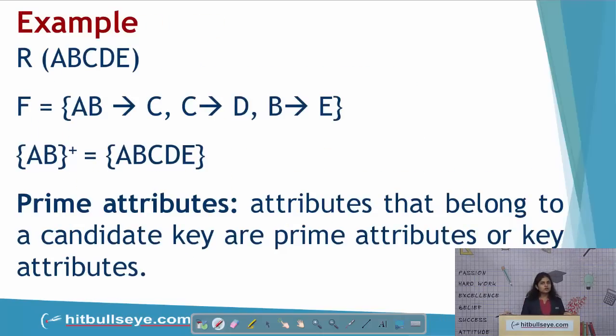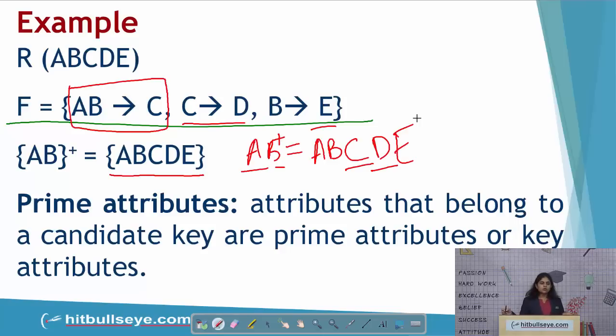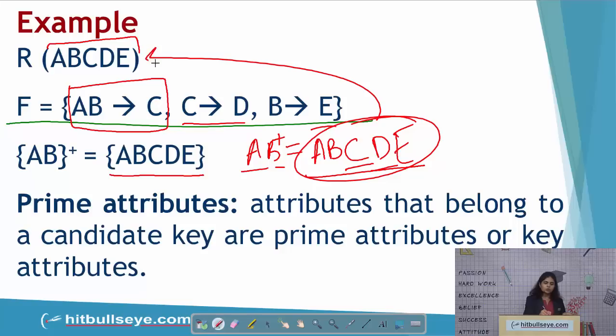For example, I have a relation with 5 attributes A, B, C, D and E with the set of functional dependencies F equal to AB to C, C to D and B to E. So, if I talk about the closure of AB, it comes out to be A, B, C, D, E. How? As we calculated the closure in the previous slides. Now, my relation has 5 attributes A, B, C, D, E. And in the closure of AB, I have A, B, C, D, E, which is equivalent to the number of attributes in the original relation.